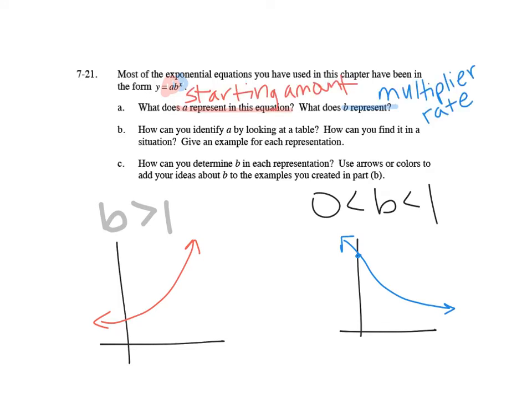So again, the a is the starting amount, the b is the multiplier rate, and you could find those by looking at your table. You can find the a in the table by looking where the table has a 0 and how much it starts with. And then you can find the multiplier rate if you compare two values in the table and divide them.